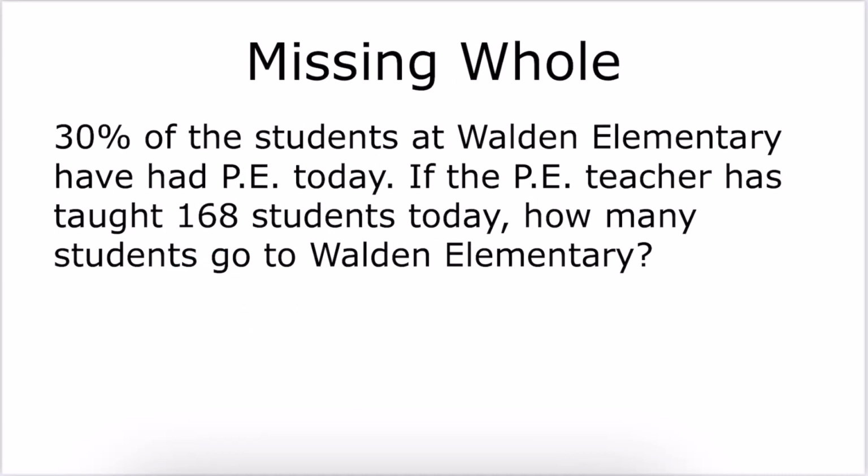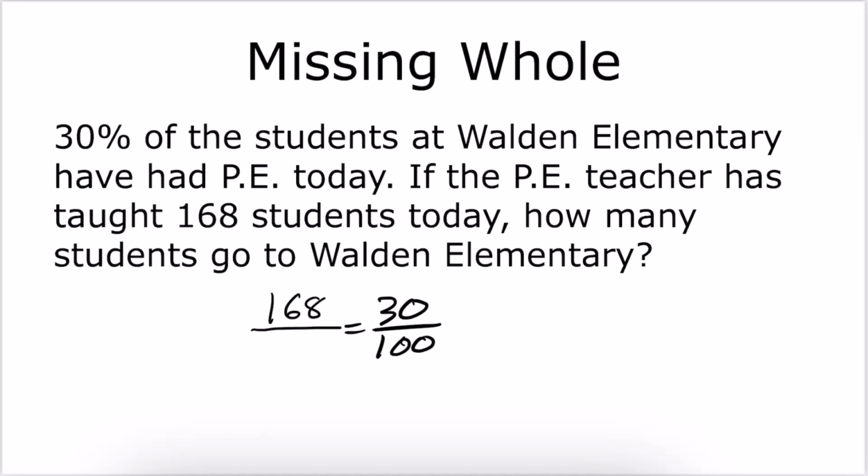In this case, we have 30% of the students at Walden Elementary have had PE today. If the PE teacher has taught 168 students today, how many students go to Walden Elementary? To set up our proportion, or our two fractions that are equal to each other, we'll have 30 over 100 as our percentage fraction. And then the PE teacher has taught 168 students today, which is the part of the entire student body. So 168 goes on the top because that's equivalent to the 30% of the students who had PE today. And then we're looking for the missing number on the bottom.